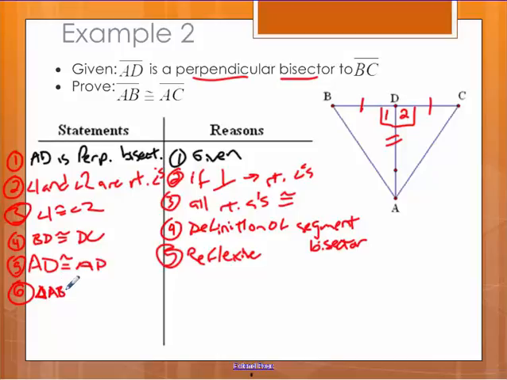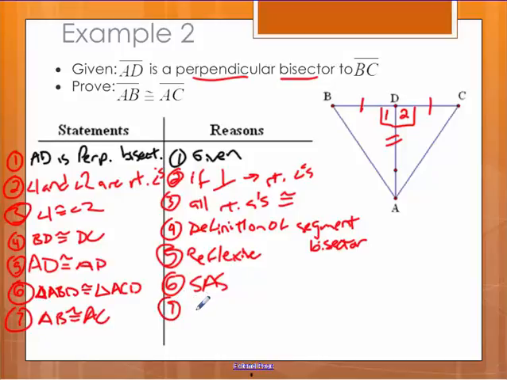Triangle ABD is congruent to triangle. Remember, you have to go in a specific order. Because I went to B, I have to go to C first. And that reason is side, angle, side. And now because these triangles are congruent, I know that every part of these triangles are congruent, including AB and AC. CPCTC.